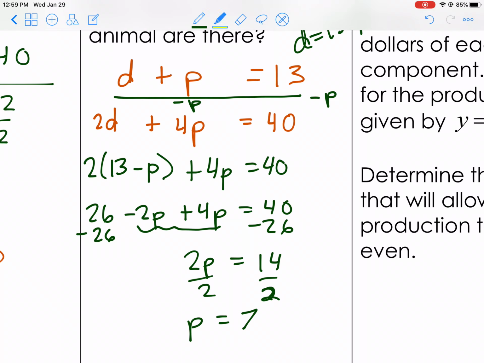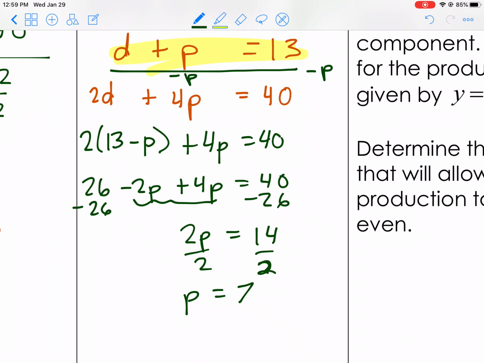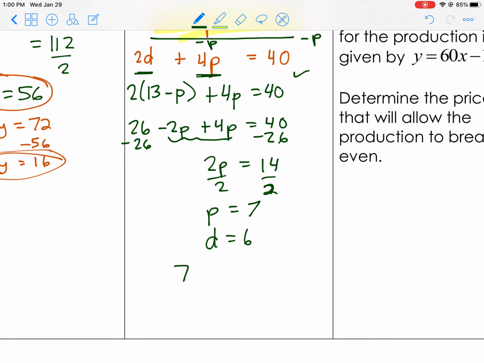And if we come back up here and remind ourselves that all of the ducks plus all of the pigs equals 13, and we know there are 7 pigs, that means there have to be how many ducks? 6 ducks. And we could solve that by saying 13 minus 7 leaves us with the number of ducks. Let's check our second equation and make sure that that works too. So 2 times 6, that's 12, plus 4 times 7, that's 28. 12 plus 28 equals 40. We've got it. 7 pigs, 6 ducks.